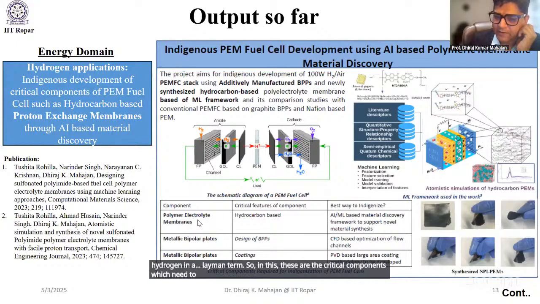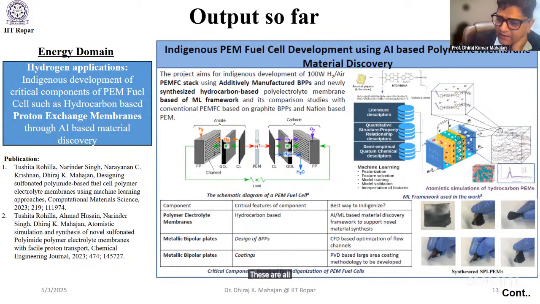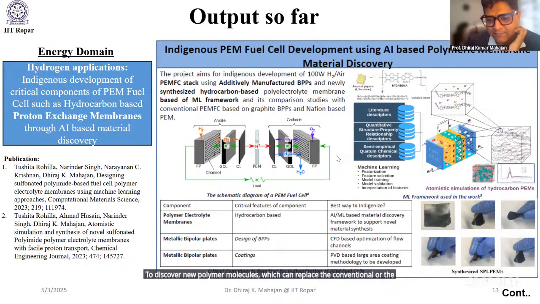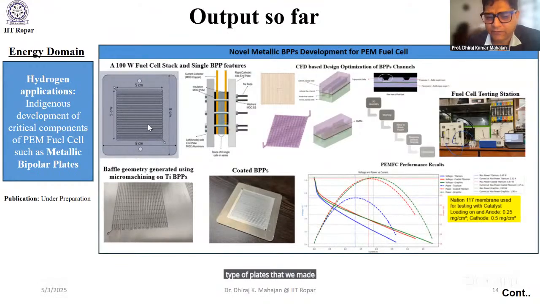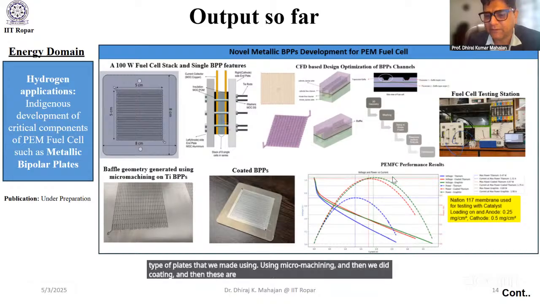Like the polymer membrane, which probably is a molecule, these are all imported, and they are expensive also. So we use AI machine learning to discover new polymer molecules which can replace the conventional material available in the market. So we could do material discovery, we could synthesize these things, and then generate results also. Like, these are the fuel cell bipolar plates that we made using micro machining, and then we did coating, and these are the increase in performance that we got. So end to end we could do.